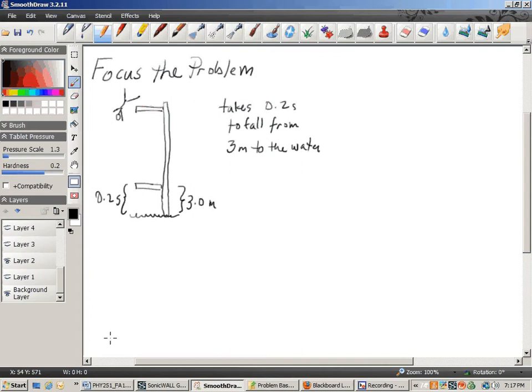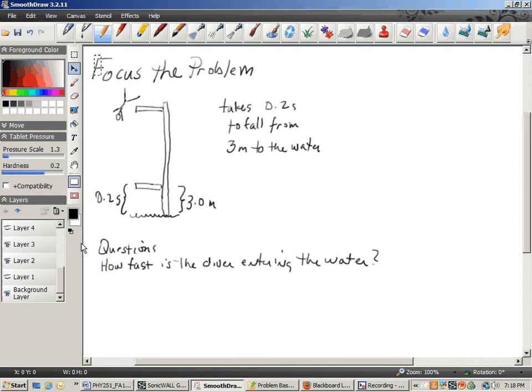Okay, the first thing we want to do is focus the problem. We want to give a picture and give the given information. So I show the two boards, the lower board and the upper board, the diver diving from the higher board, the time it takes to go from the lower board to the water, and the distance between the lower board and the water. So it takes 0.2 seconds to fall from 3 meters to the water. Now the question is, how fast is the diver entering the water?